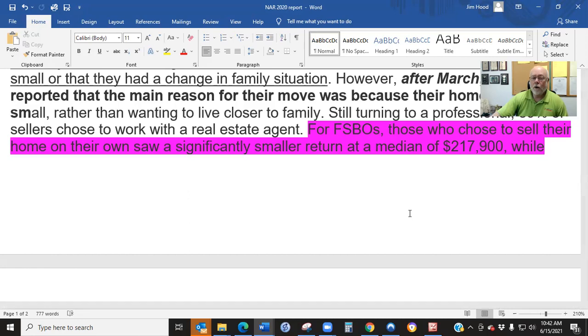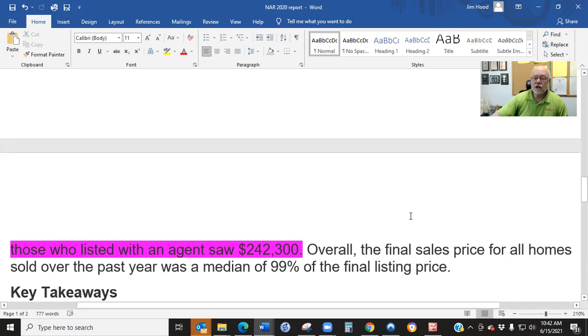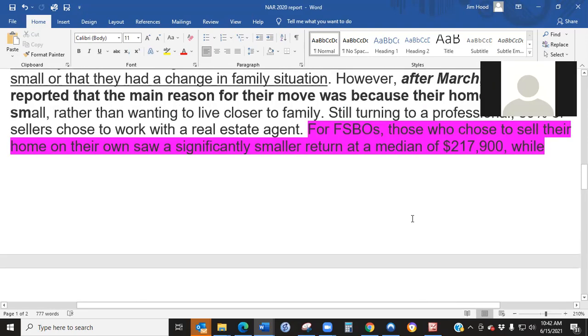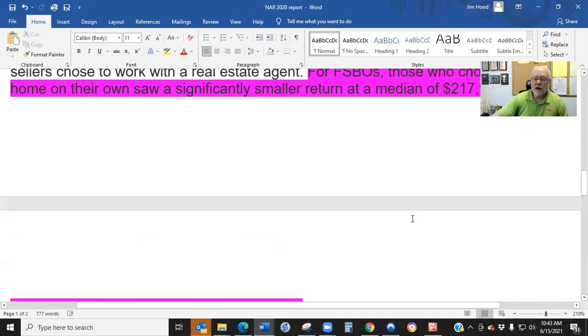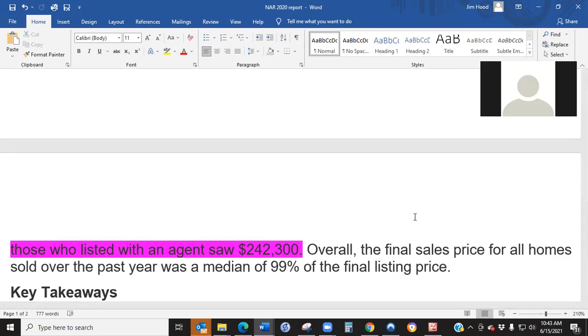FSBOs, those who chose to sell their home on their own, saw a significantly smaller return at a median of $217,900, while those who listed with an agent saw $242,300. Wow. So that is commission and more. $25,000 average median more. That's what, 14%, 13%? I'm math impaired, Josh. Come on, don't do that to me.